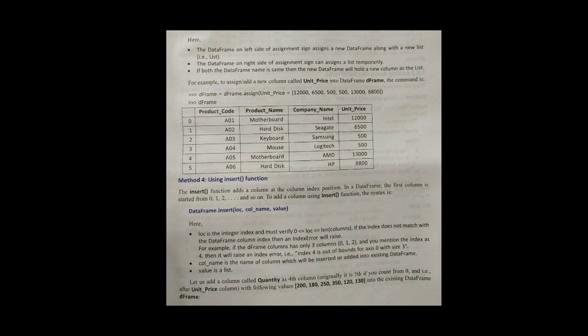Next one, method number 4, using the insert function. The insert function adds a column at the column index position in a data frame. The first column starts from 0 and so on. So to add a column using the insert function, the syntax is data frame dot insert, loc comma column name comma value. So let us see how to display it.